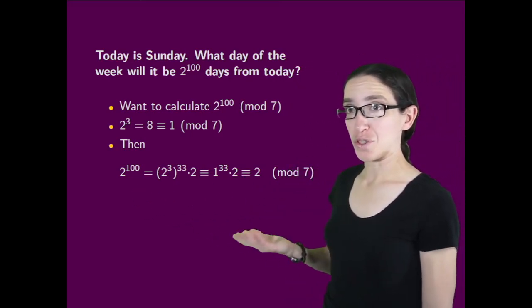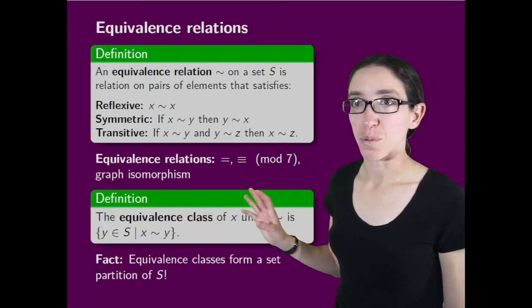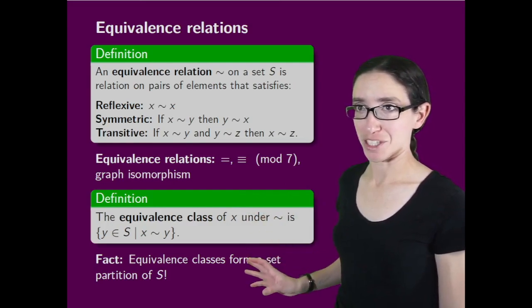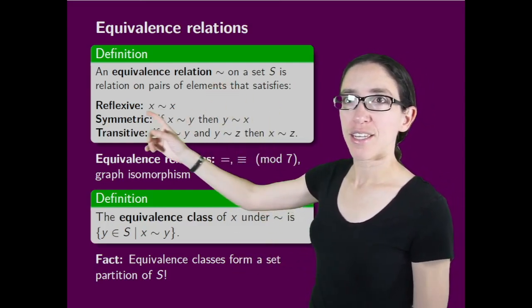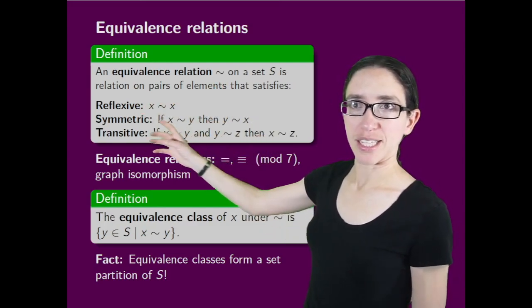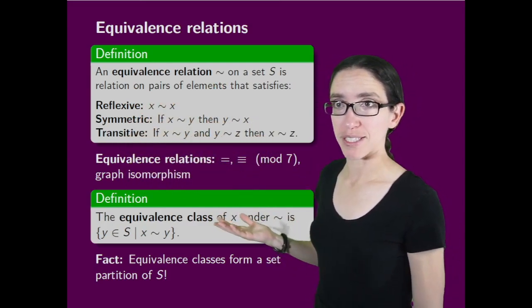And so what's 2 days from Sunday? Tuesday. So now let's look at equivalence relations in general, which actually correspond to set partitions. So an equivalence relation, say sim, on a set S, is a relation on pairs of elements that satisfies the reflexive, symmetric, and transitive properties that modular arithmetic does.